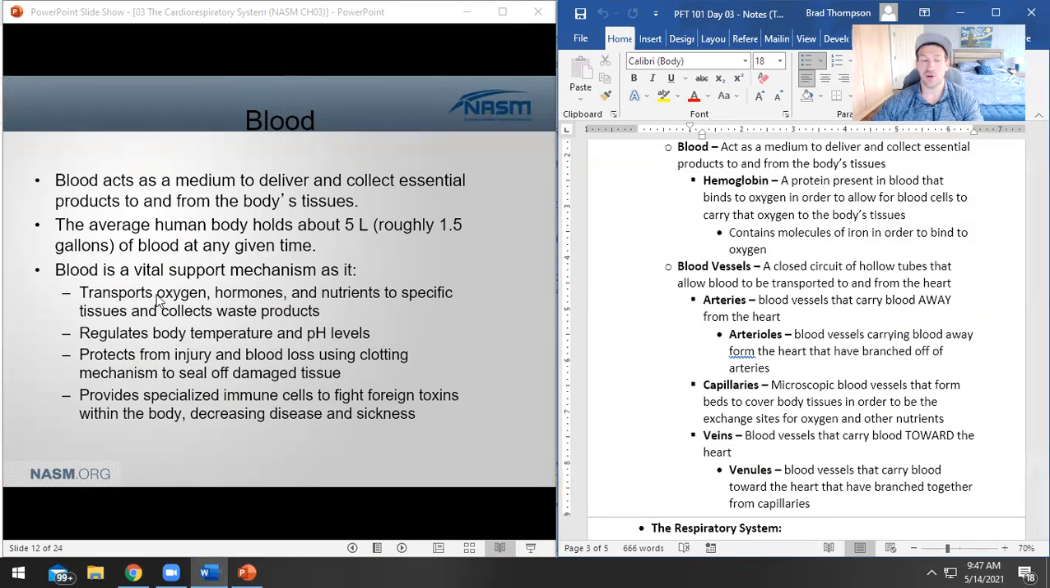But it's very important. It transports oxygen, hormones, and nutrients. It also helps regulate your body temperature by rushing blood from areas of high temperature to low temperature, kind of evening things out. Which is also why, by the way, you should stay hydrated. If you have a hard time staying cool or staying warm, either side of the spectrum, stay hydrated. It's very important. It also protects you from injury.